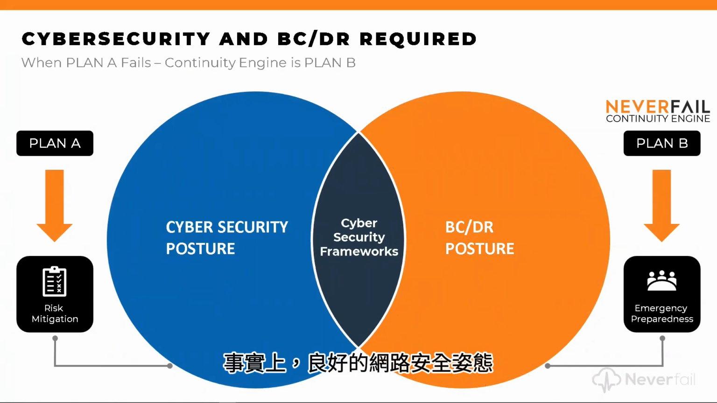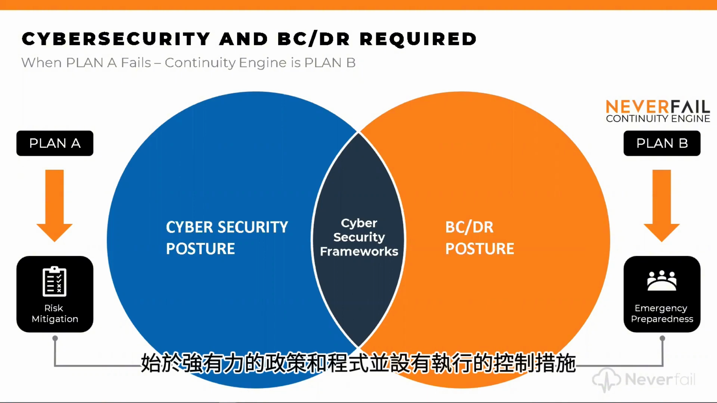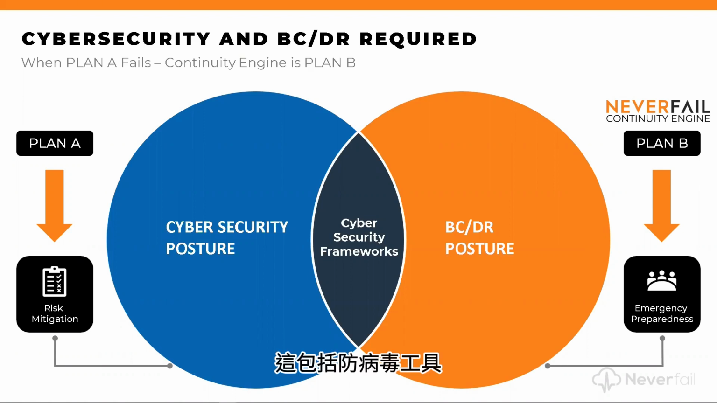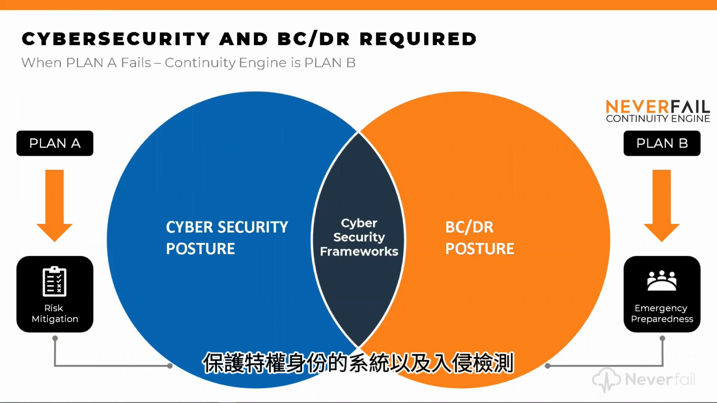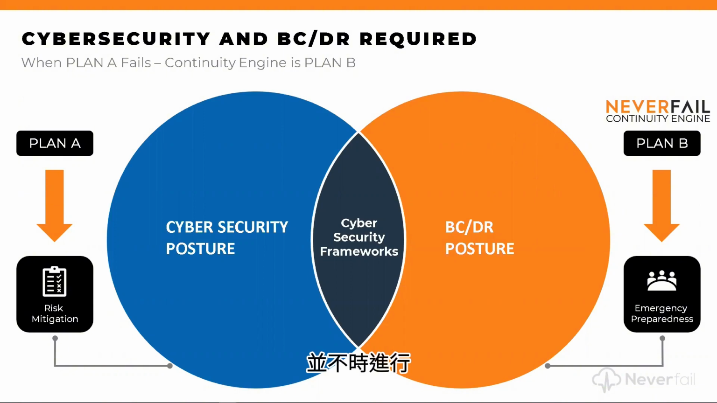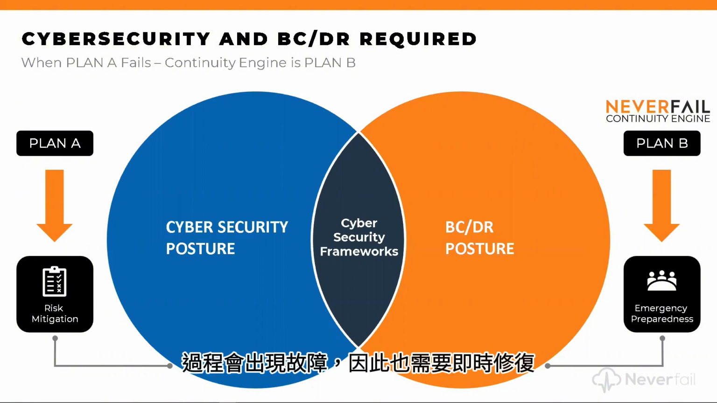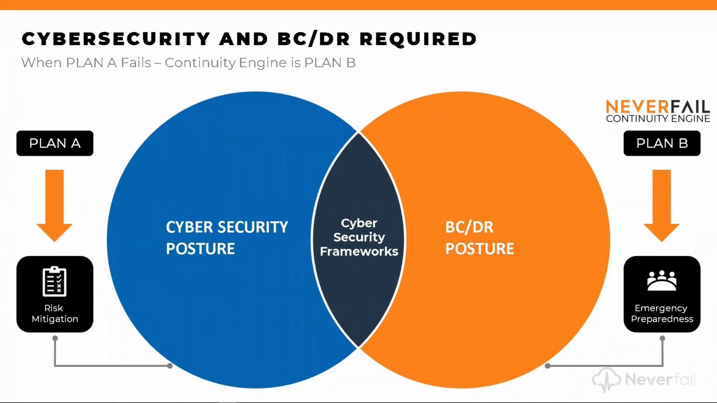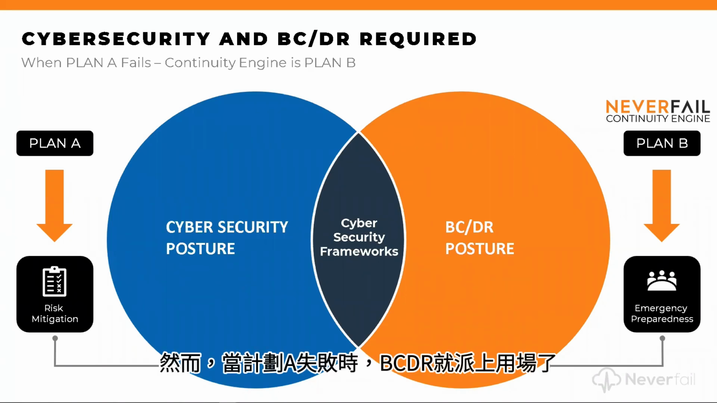In fact, a good cybersecurity posture begins with strong policies and procedures with controls in place for enforcement. This includes antivirus tools, systems to protect privileged identities and intrusion detection, just to name a few. Then you need to prove those are in place by evidence collection, and from time to time, processes break, so instant remediation is also needed. However, when Plan A fails, that's where BCDR comes in.